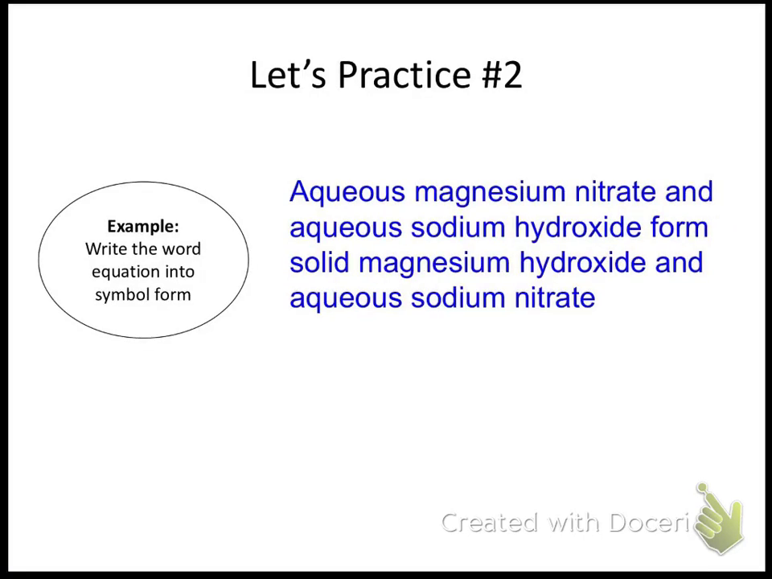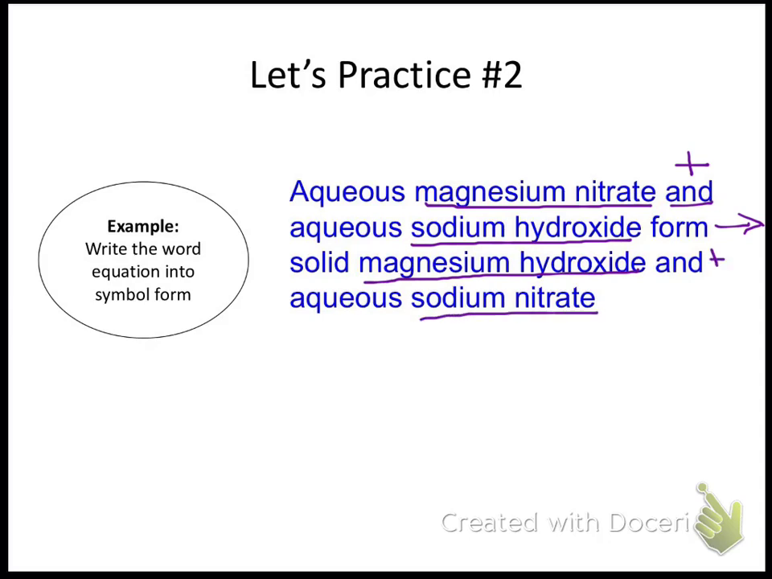Okay, you might notice that this slide is a little bit different. I changed it. I didn't like the original compounds that were in here, so we're going to back up and look at this slide again. We're writing equations, so we're going to pick apart the parts. We've got aqueous magnesium nitrate, and, so we know this is our plus sign, aqueous sodium hydroxide form, okay, so form is where our arrow is, solid magnesium hydroxide and aqueous sodium nitrate.